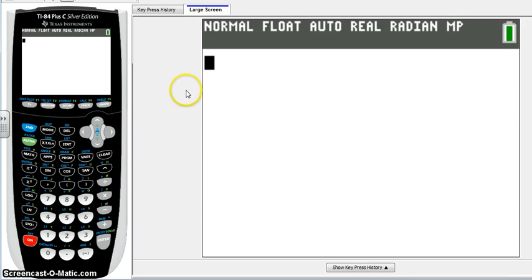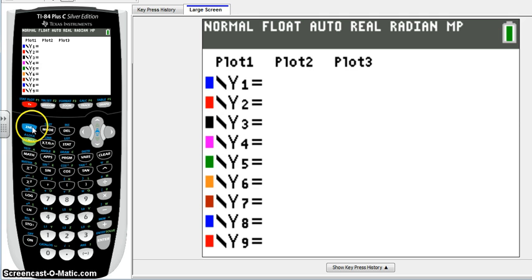Alright, in this video we're going to be looking at setting our graphing window. In order for us to set our graphing window, we need a graph to look at. So let's go ahead and go to your y equals, and you should have solved the graphing example for y, and now we're ready to enter it into our y equals.